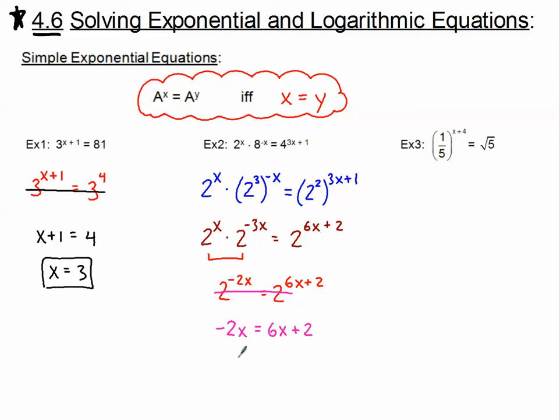And now I just need to solve this equation and I'll be finished. So I'll probably subtract the 6x over to here and get negative 8x. And then I'll divide both sides by negative 8 and reduce, and I'll have negative 1/4.